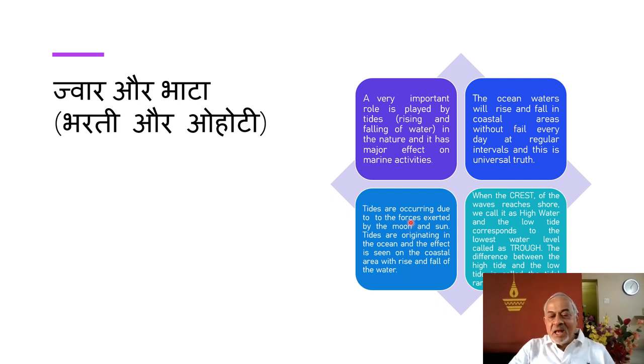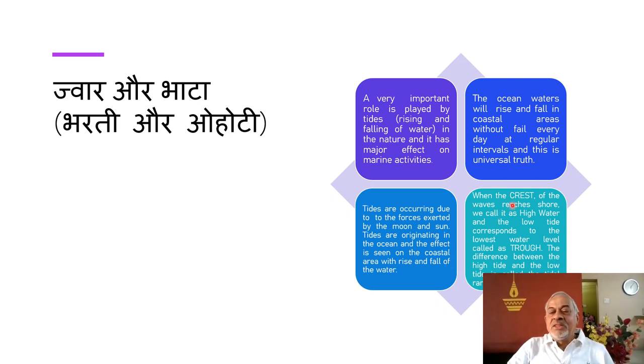Okay, tides are occurring due to the forces exerted by the moon and sun. Everybody, all mariners, know that tides originate in the ocean, and the effect is seen on the coastal areas with the rise and fall of water level at the coast.